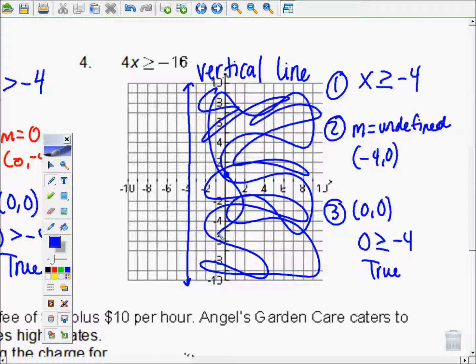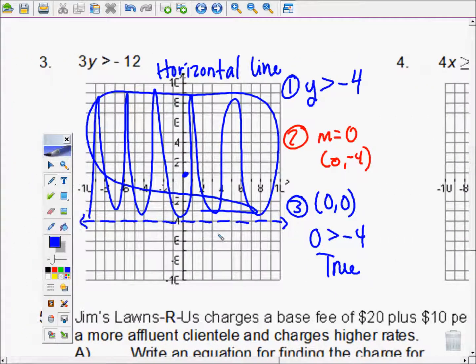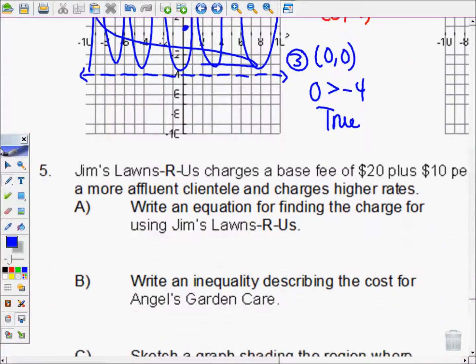All right, any questions? How do we feel? Pretty good. All right. Are we going to do number 5 together? Yes, now we're going to get into the word problem stage of it. So you understand the numerical, but now can you understand the real world situation?